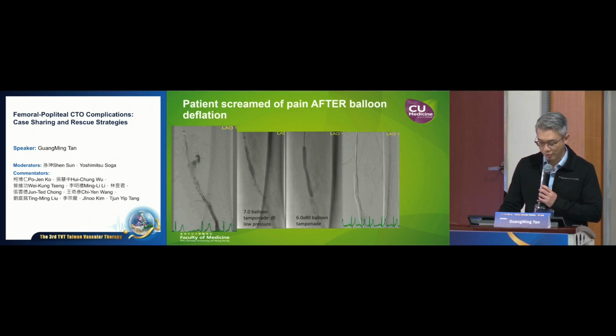And then we tamponade further with the 6.0 balloon at the perforation site. And very importantly, for femoral artery and for all other perforation, you need to check if the balloon tamponade is actually sealing off the perforation site.